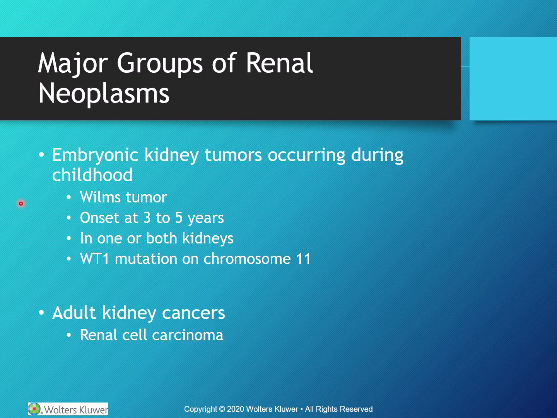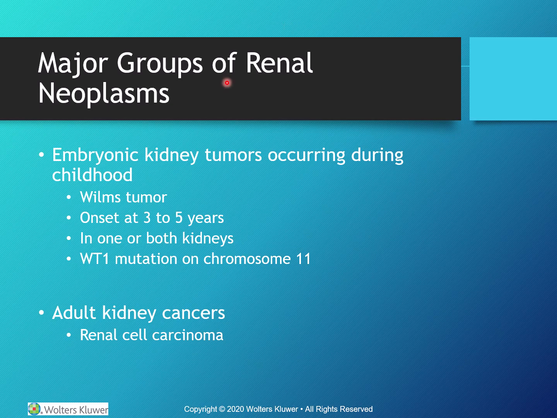Finally, I'll just mention some of the renal neoplasms. In children, we might see something like a Wilms tumor. These are embryonic kidney tumors that occur during childhood. The onset of a Wilms tumor is usually at about 3 to 5 years, and it can occur in one or both kidneys. It's usually a chromosomal mutation that causes this. The parents of these children will often find these during bathing, where they actually feel that tumor within the kidneys themselves. Treatment: surgery, chemotherapy, and radiation.